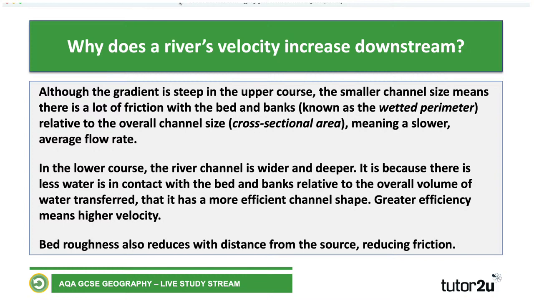And as we saw in the Bradshaw model, when we looked at those different variables that altered the bed roughness, so that's how jagged or smooth the edges are on the banks, and the bed is actually much, much smoother as we move down towards the mouth. So that again reduces the friction, so increases the speed as we get closer to the mouth of the river.